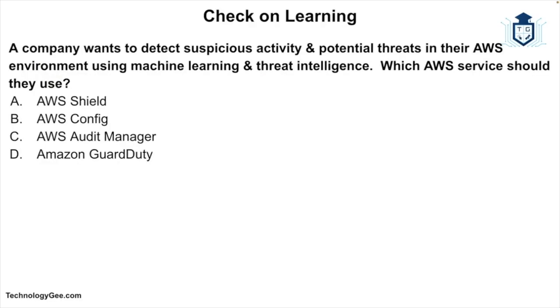And our final question is, a company wants to detect suspicious activity and potential threats in their AWS environment using machine learning and threat intelligence. Which AWS service should they use? Would this be AWS Shield, AWS Config, AWS Audit Manager, or Amazon GuardDuty?